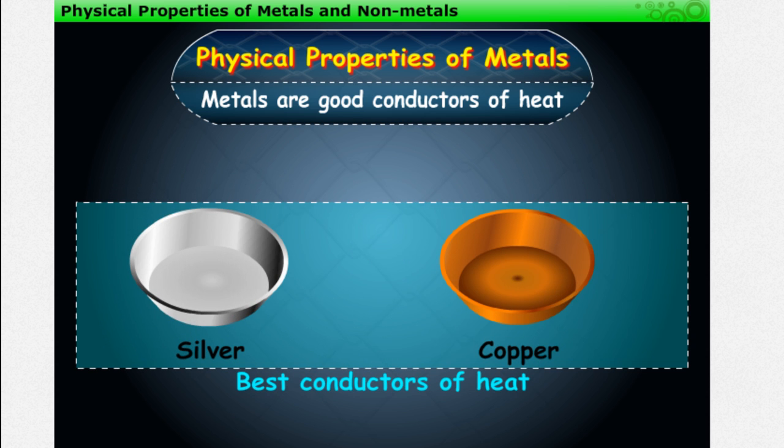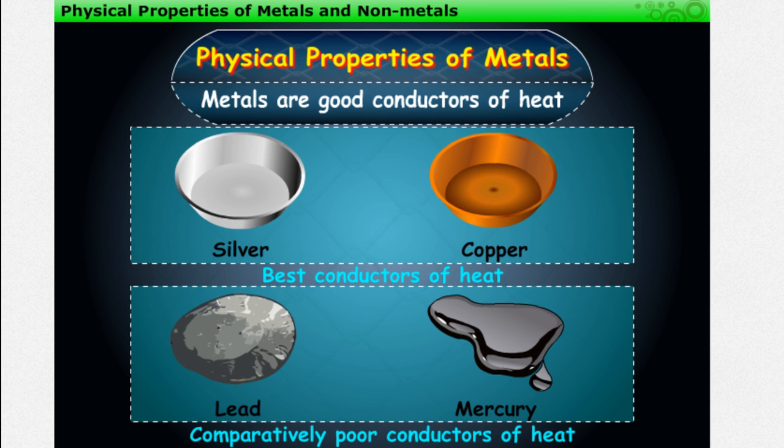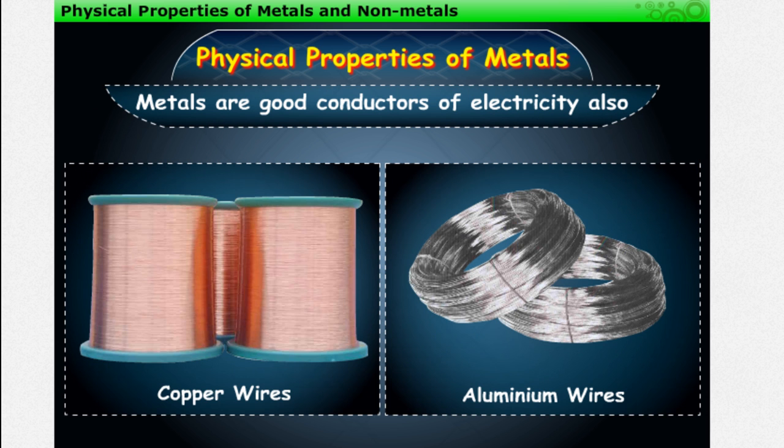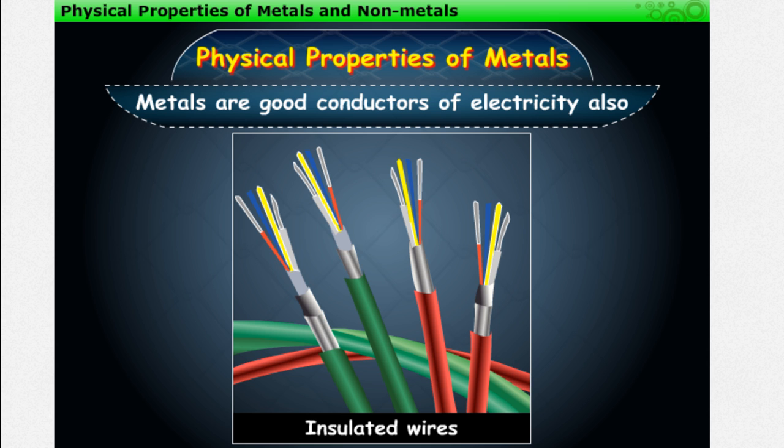Silver and copper are the best conductors of heat, whereas lead and mercury are comparatively poor conductors of heat. Metals are good conductors of electricity also. This is the reason why electric wires are made of metals, like copper and aluminium. These wires are insulated with polyvinyl chloride, that is, PVC, or a rubber-like material, to avoid electric shocks.